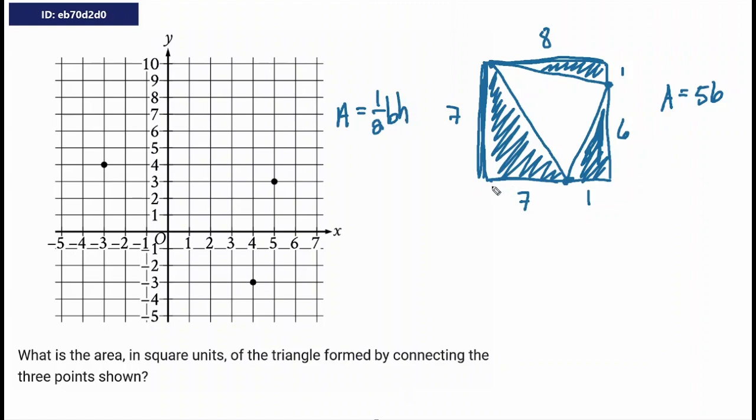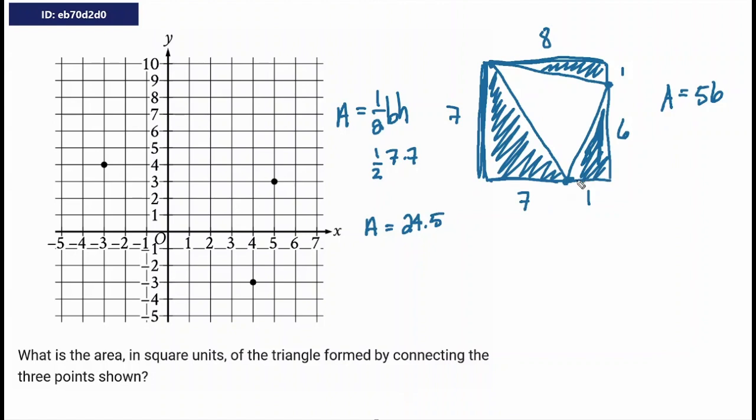So let's look at this bigger triangle first. What's the base? Call it 7. What's the height? Call it 7. So it's half of 7 times 7, half of 49. Strong recommend here, use your calculator. So the area of this biggest triangle is 24.5. And that's the only hard part here.